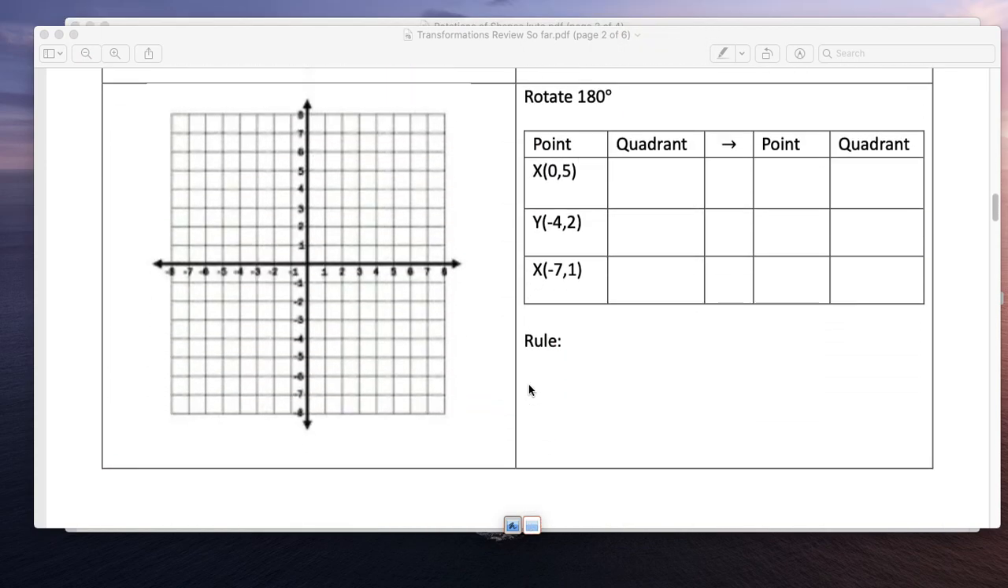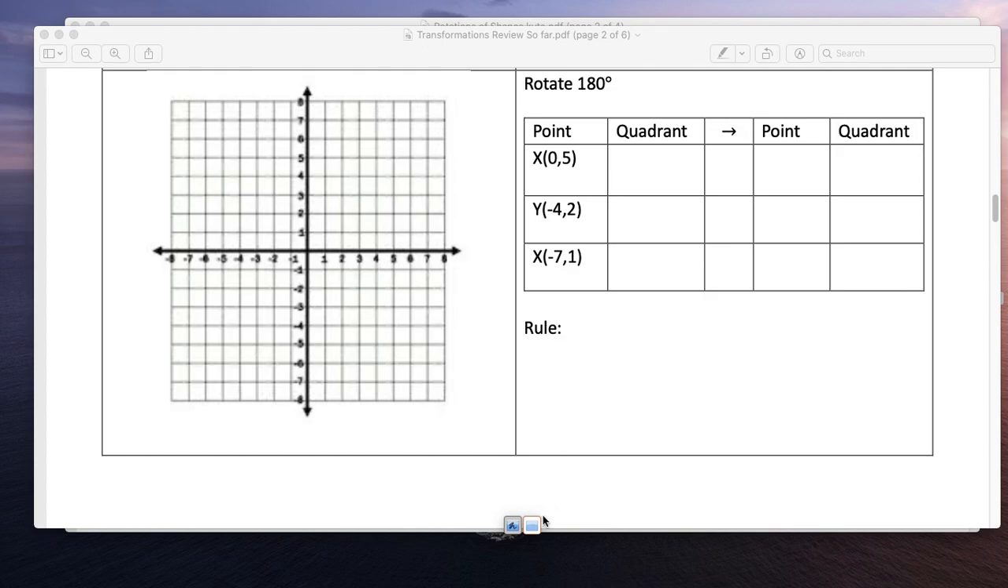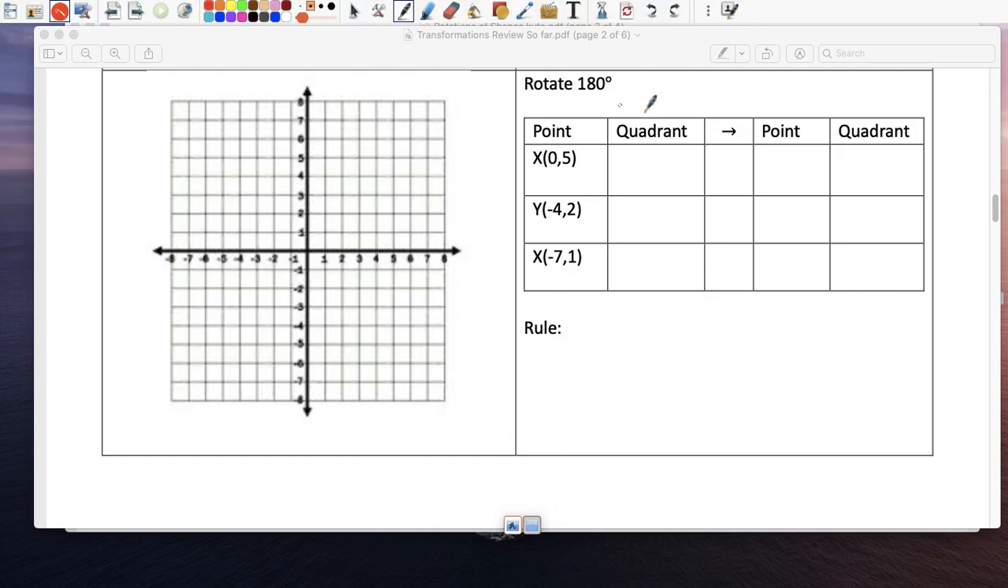Here's the next one. 180. That one is, I think, simpler than the other two. So let's do the points. X is (0, 5). Here's X. It's not in a quadrant, it's on the Y-axis, right? We're going to go 180. So Y is (-4, 2). (-4, 2) is right here. Y is in quadrant 2.